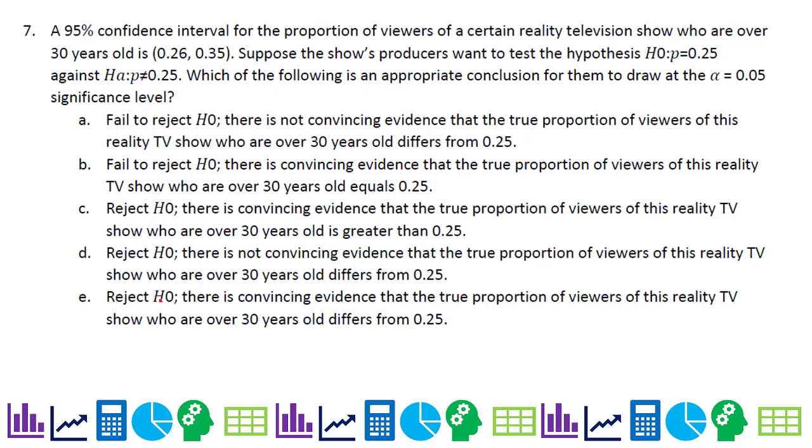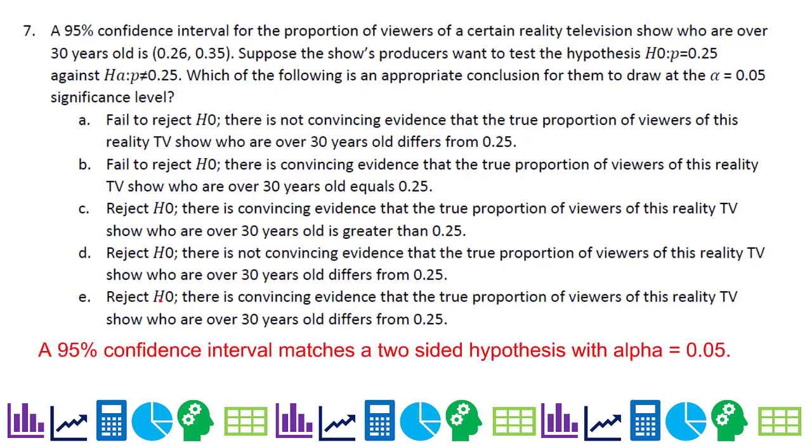Number 7, a 95% confidence interval for the proportion of viewers of a certain reality television show who are over 30 years old is 0.26 to 0.35. Suppose the show's producers want to test the hypothesis P equals 0.25 against the alternate that P is not 0.25. So this is a two-sided hypothesis test. Which of the following is an appropriate conclusion for them to draw at the 0.05 significance level?